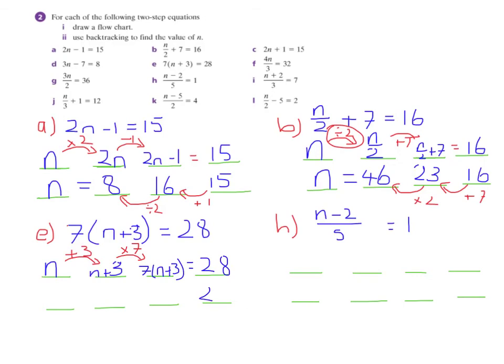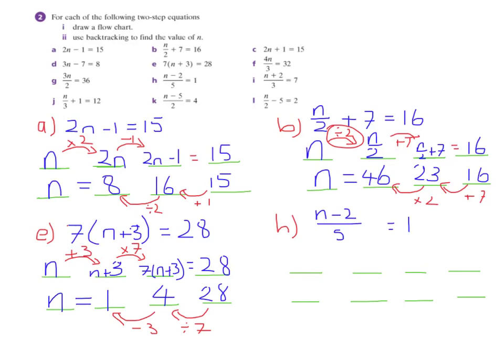So I've got my 28. What was the first step we did? The first backtracking step is opposite to times 7. So it has to be divide by 7. So 28 divided by 7 is 4. Now my next backtracking was plus 3. So when I do this, it has to be opposite to plus 3, has to be take 3. So 4 take 3 is 1. So n equals 1. There's my answer. So it looked trickier than what it was. Now let's have a look at this one here.